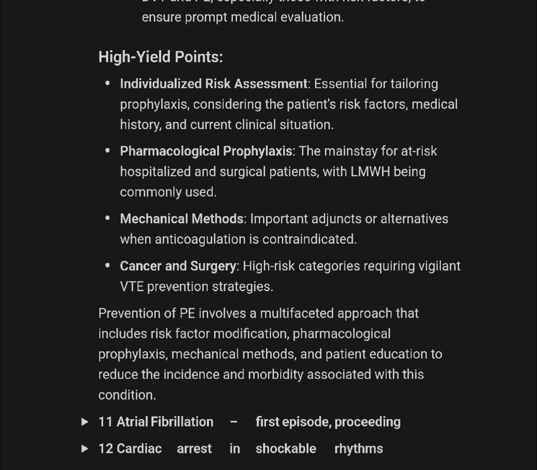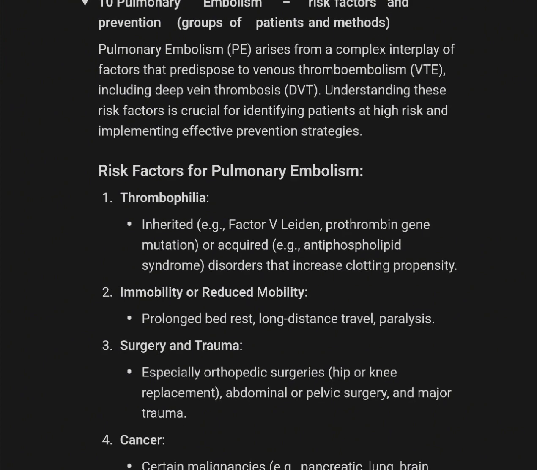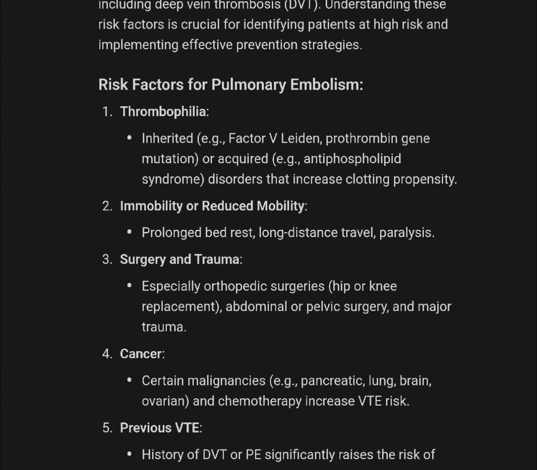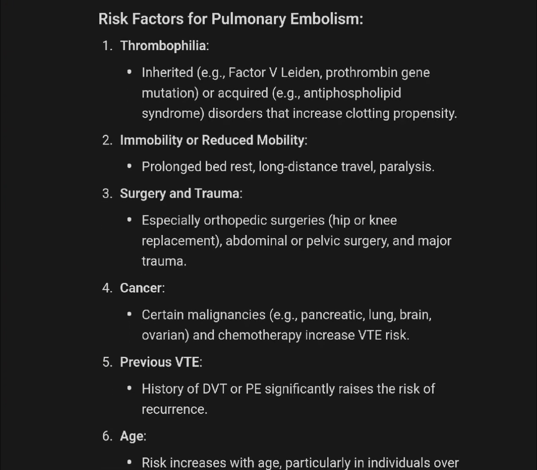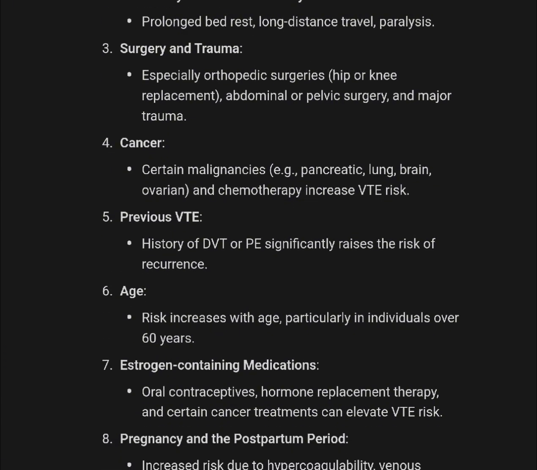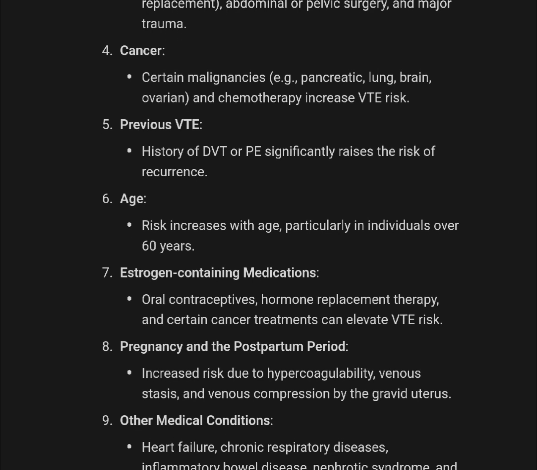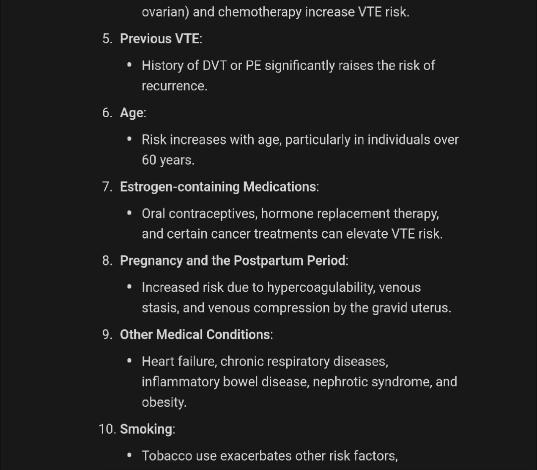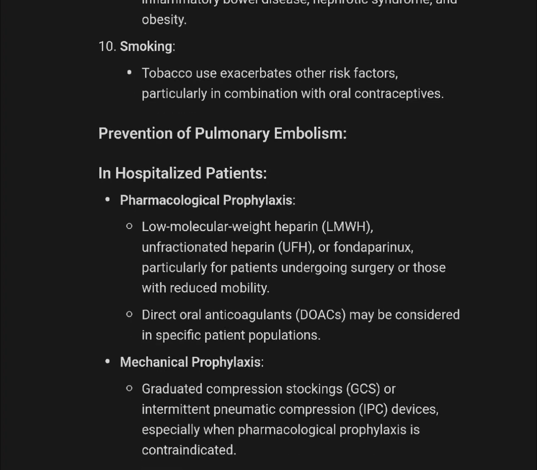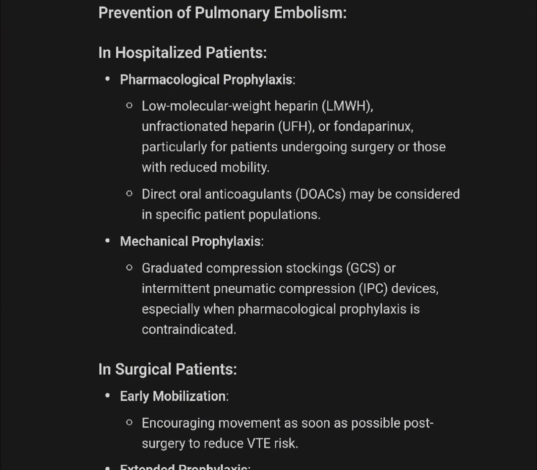Okay, so let's sum up number 10, pulmonary embolism risk factors and prevention in groups of patients. Pulmonary embolism arises from a complex interplay of factors that predispose to venous thromboembolism, including deep vein thrombosis. Risk factors for pulmonary embolism: thrombophilia, inherited or acquired, antiphospholipid syndrome, or inherited factor V Leiden, prothrombin gene mutation, immobility or reduced mobility, surgery and severe trauma, cancer, previous VTE, history of DVT or PE, age, estrogen-containing medication, pregnancy, postpartum period, other medical conditions, and smoking.